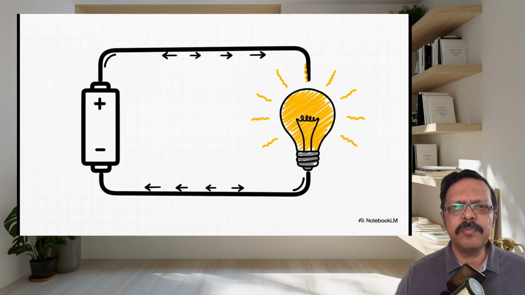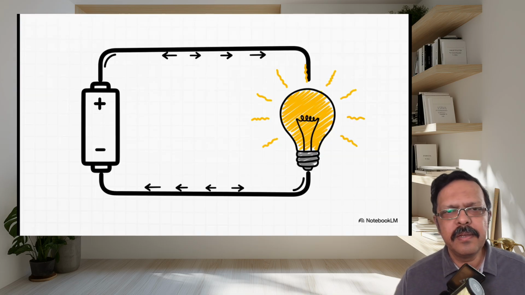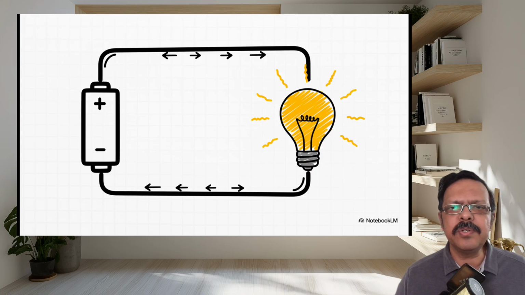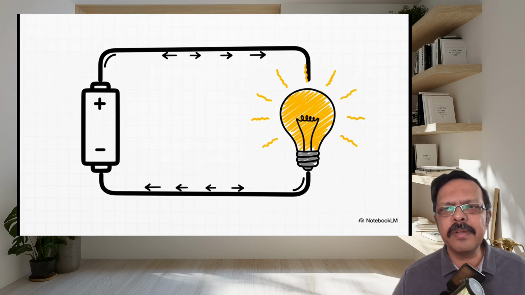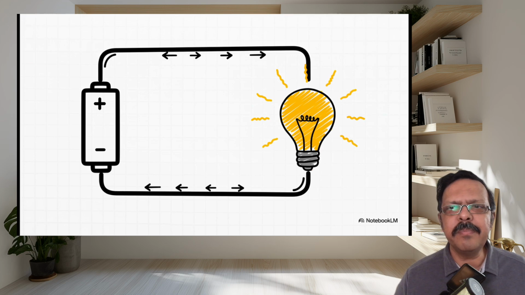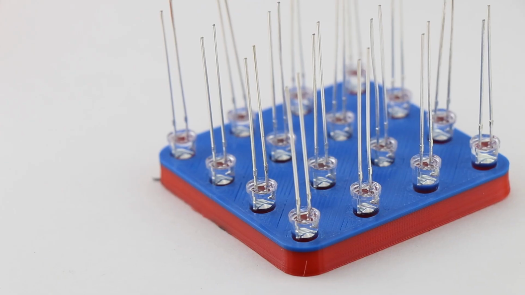So let's get started. What exactly is a circuit? So at its heart, an electrical circuit is simply a closed path that allows electric charge to flow. So if the path breaks, the current stops. So every electronic device you use, from your phone to your laptop, relies on this very basic idea, a controlled flow of electrons moving through the components.